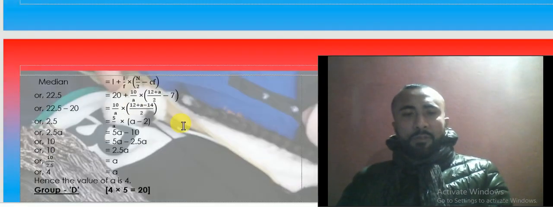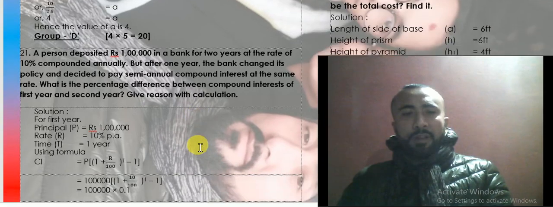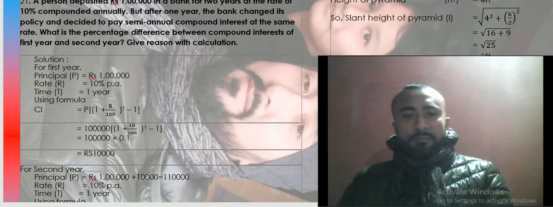So this is the formula for median, and if you calculate, you get the value of A is 4. Now let's move on to question number 21.